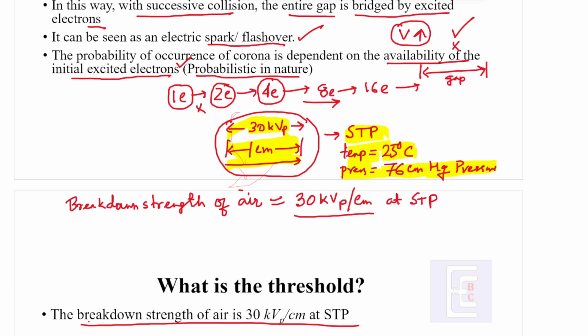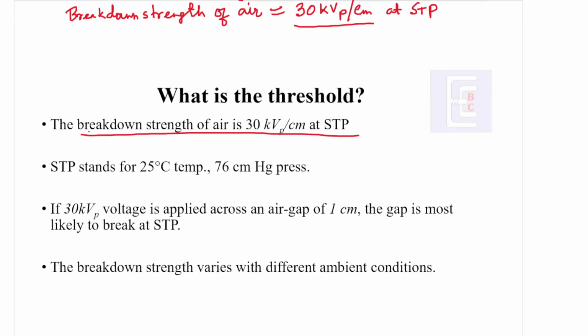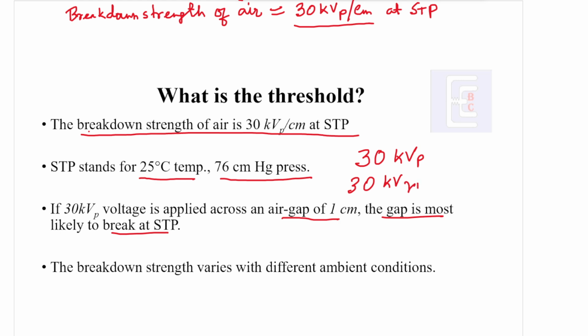So if we conduct this experiment at a different atmospheric condition, then this value will change accordingly. The breakdown strength of air will change accordingly. So it is mentioned that STP stands for 25 degrees Celsius temperature and 76 centimeter mercury pressure. The meaning: if voltage is applied across an air gap of 1 centimeter, the gap is most likely to break down at STP. And now one question comes, why am I using 30 kV peak? Why not 30 kV RMS? It is very important.